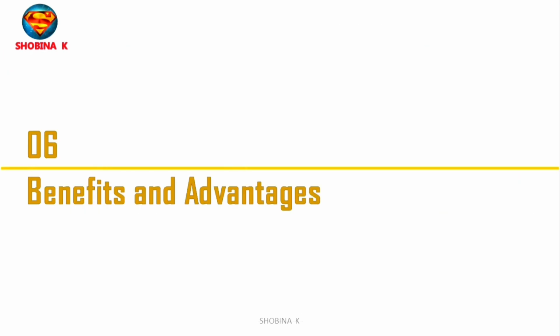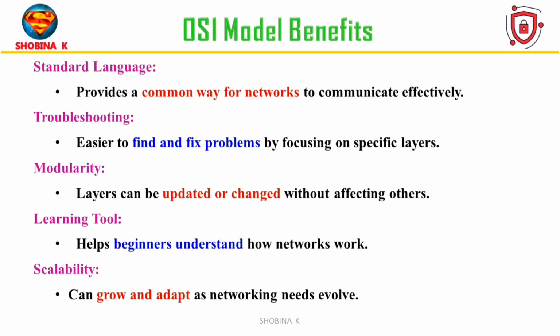Now let's understand the benefits and advantages of the OSI model. Here benefits emphasize practical uses, while advantages focus on its design strengths. First, let's see the benefits. The OSI model is a standard language, that is, it allows different networks to communicate easily. Next, troubleshooting. It helps to find and fix problems more easily by looking at specific layers. Next, modularity. You can update or change one layer without affecting the others.